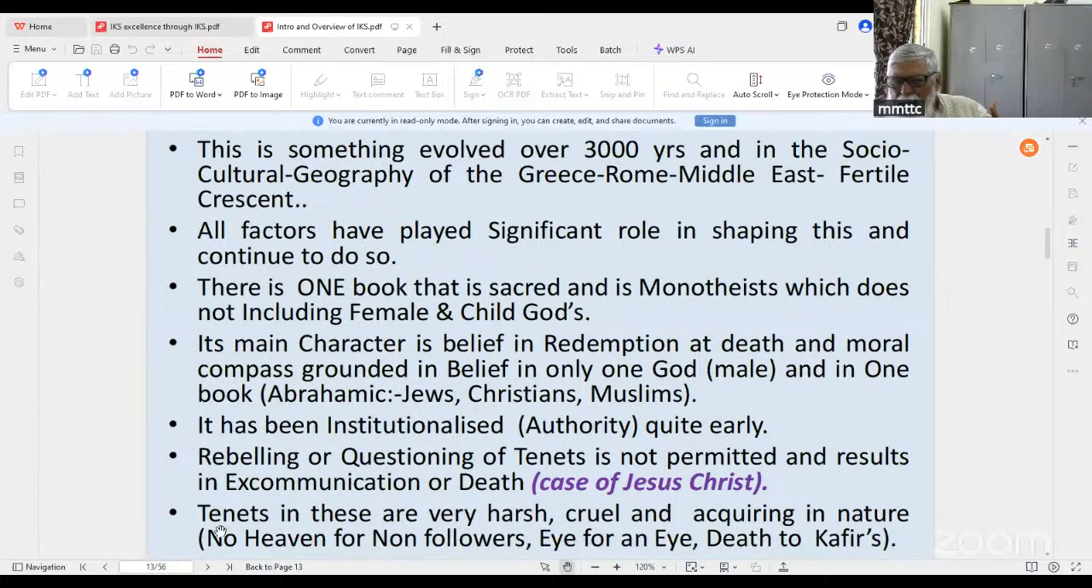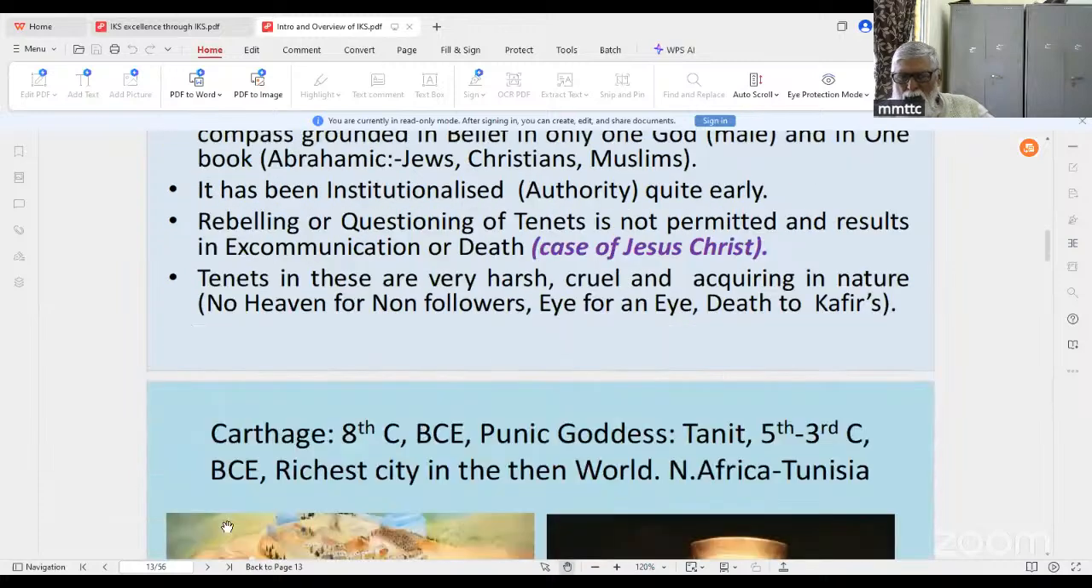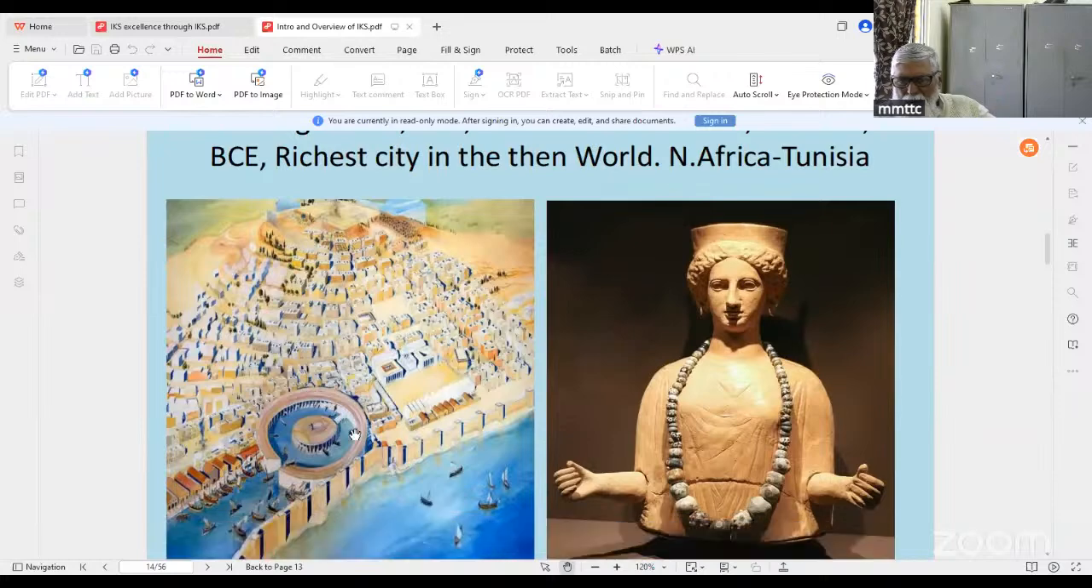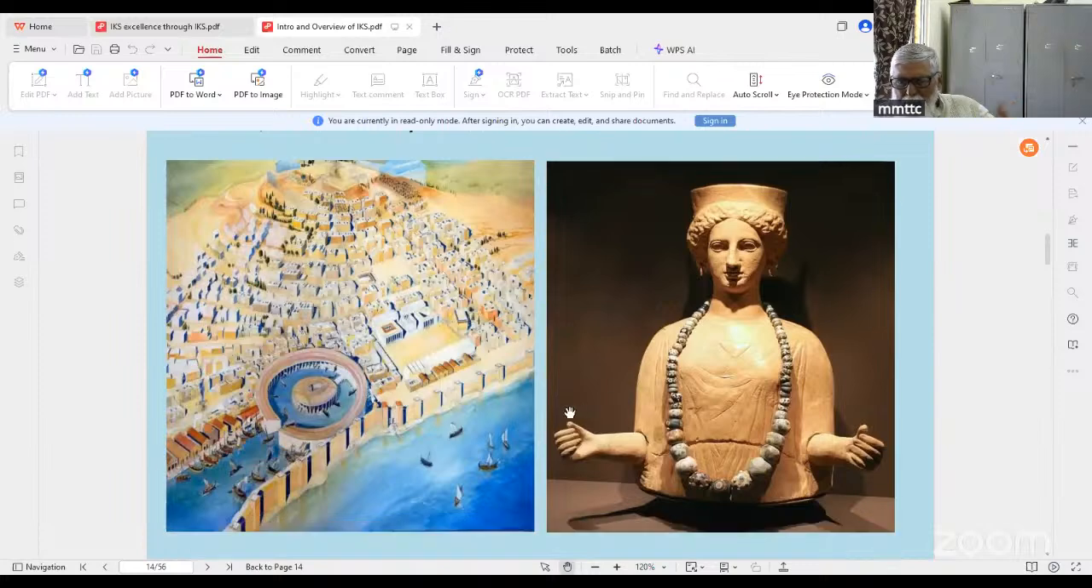These are the kind of tenets that are there in this knowledge system. Just look at this, just before things happened. This is the 8th century, a place called Carthage in North Africa. They had female gods. It was then, by the third century BC, one of the richest cities in the world, and eventually Romans went and sacked Carthage. After all that, eventually in 200 years, the idea of female god, everything went away.